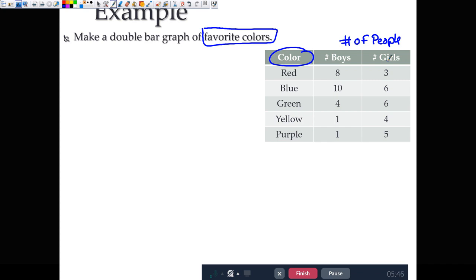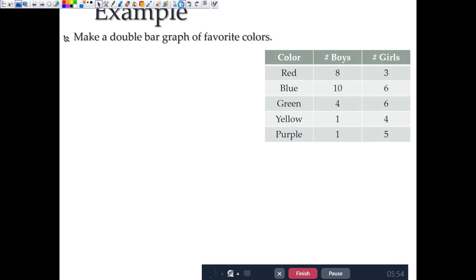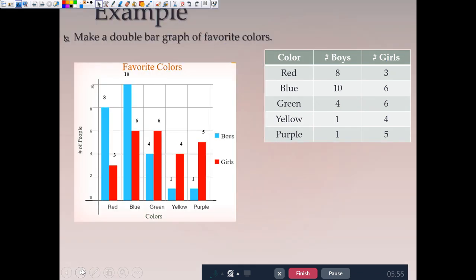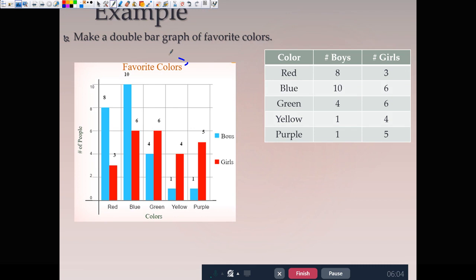I would probably go up by 2, so you don't have to write as many numbers. You can go up by 1s, but 2s would be good. And then, so we'll see here, I'm starting at 0, I'm going up by 2s. I labeled my graph favorite colors, number of people, and colors. And then we have red, blue, green, yellow, purple.